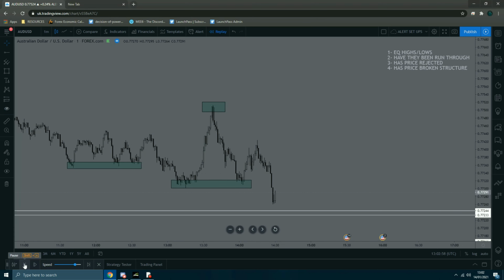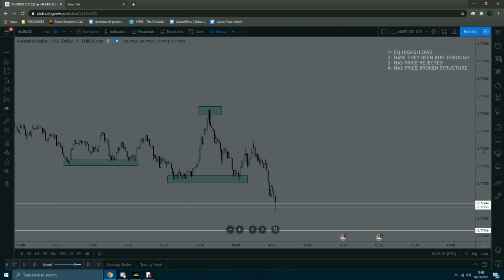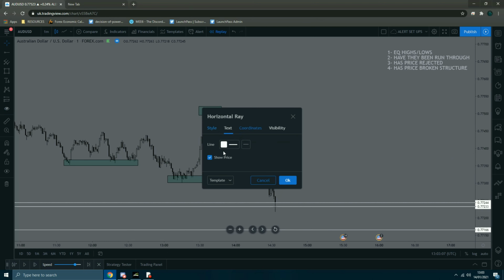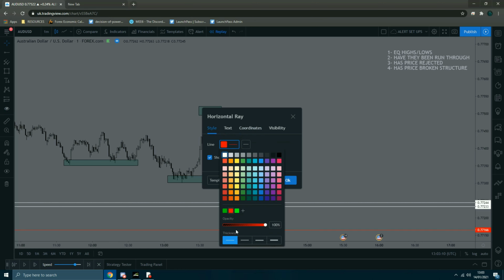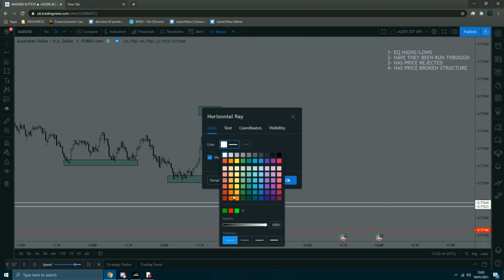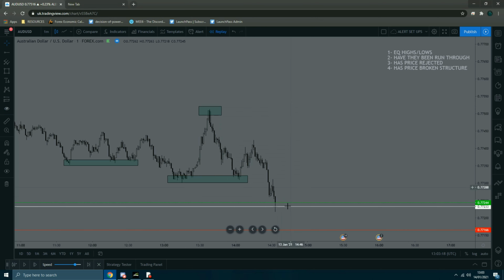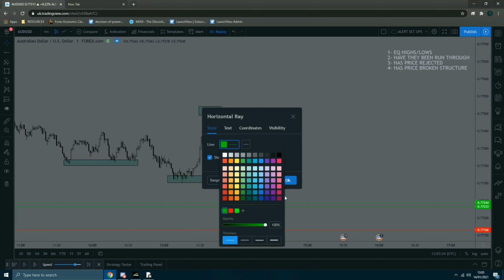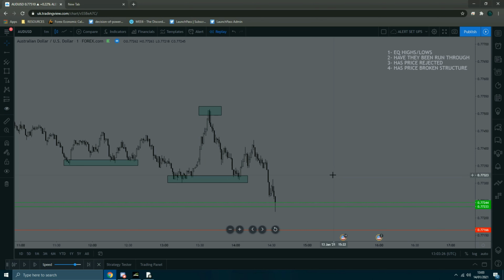Okay, so that was our two positions entered right there with our stop loss sitting below here. I'll make this one red for our stop. And these are our two positions right here, so I'll make these both green. So that's our two positions.